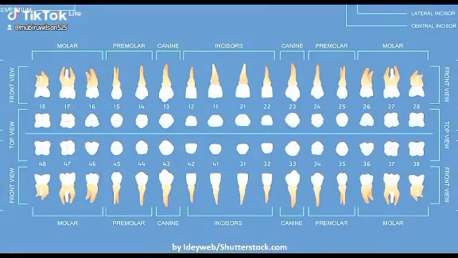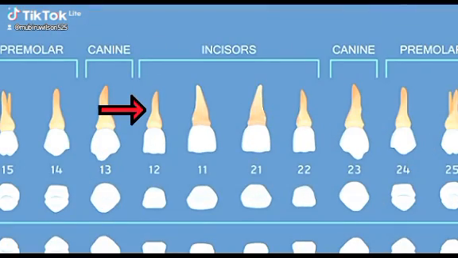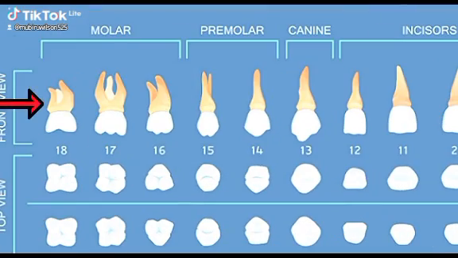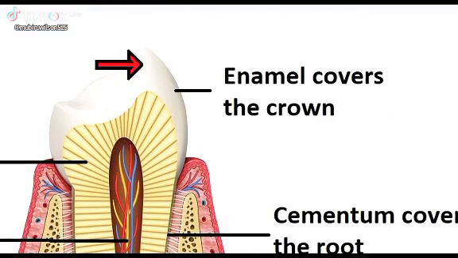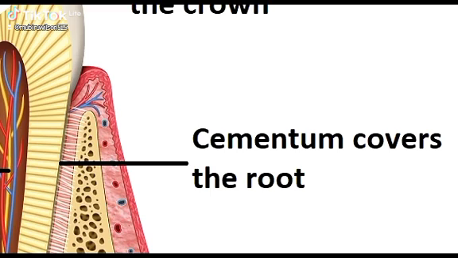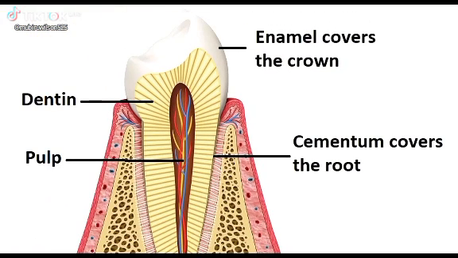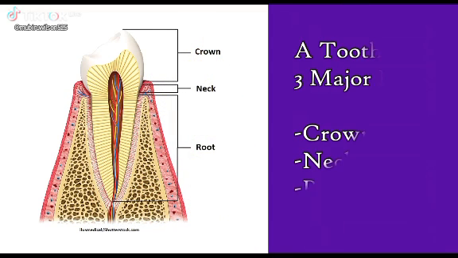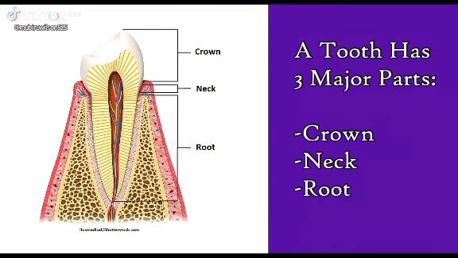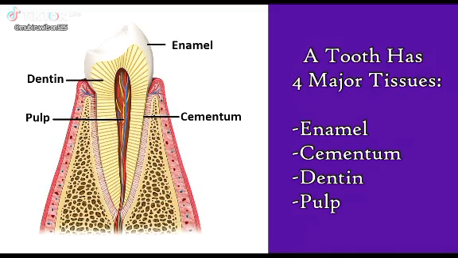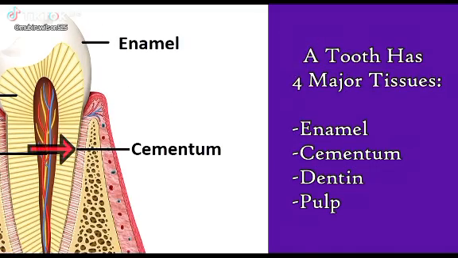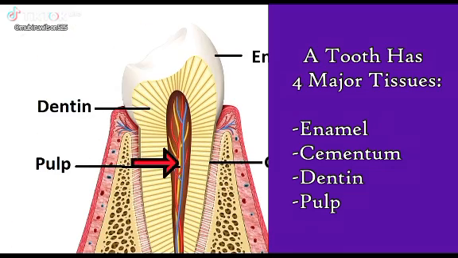Now, some teeth, such as the incisors, have just one root, while others, such as the molars, can have 2 or 3 roots. And just as the crown is covered in a protective layer of enamel, the root is covered in its own protective layer called cementum, which covers the dentin and its underlying root canal and pulp. So the teeth have those 3 major parts: crown, neck, and root, but these parts are comprised of 4 major tissue types. You have enamel, cementum, dentin, and pulp.